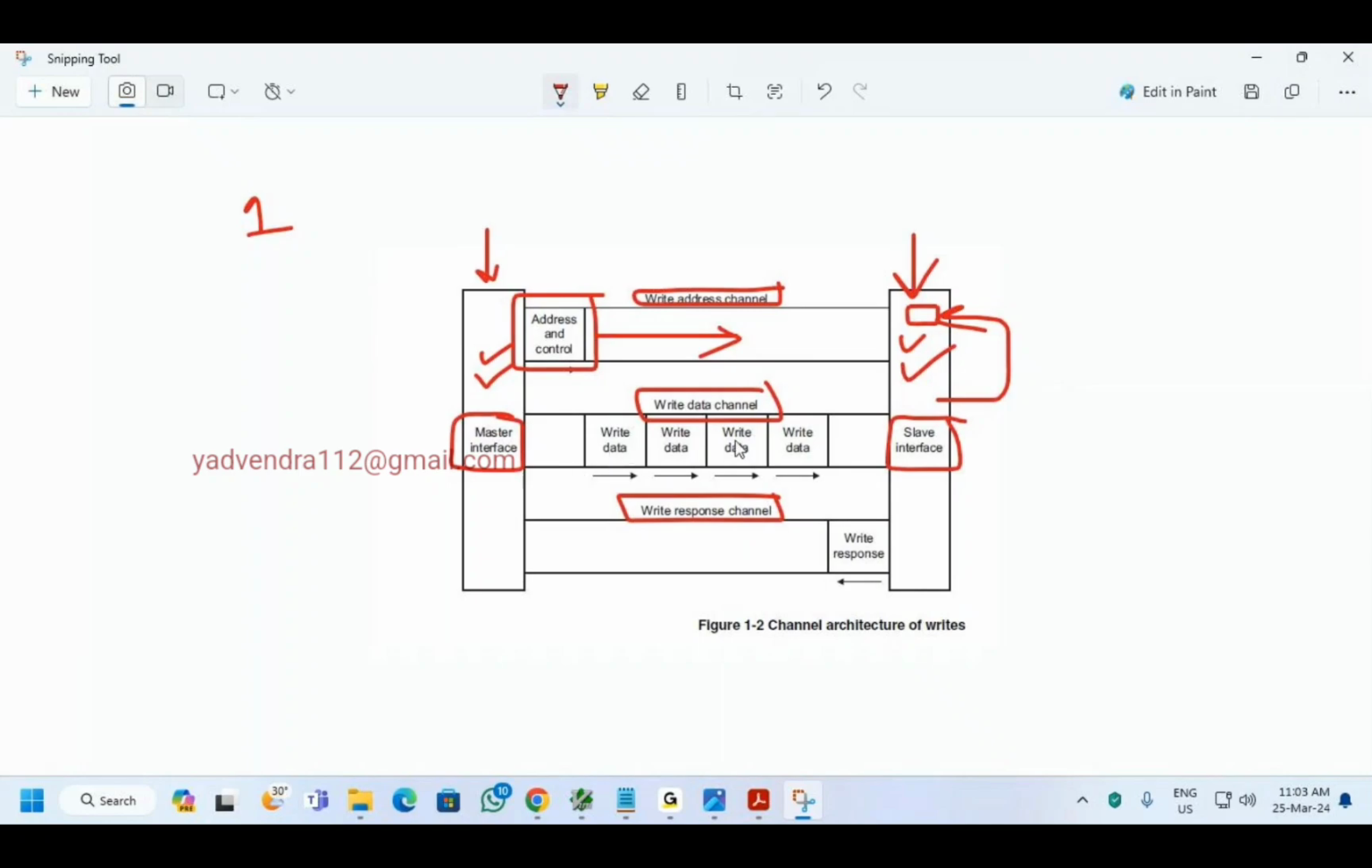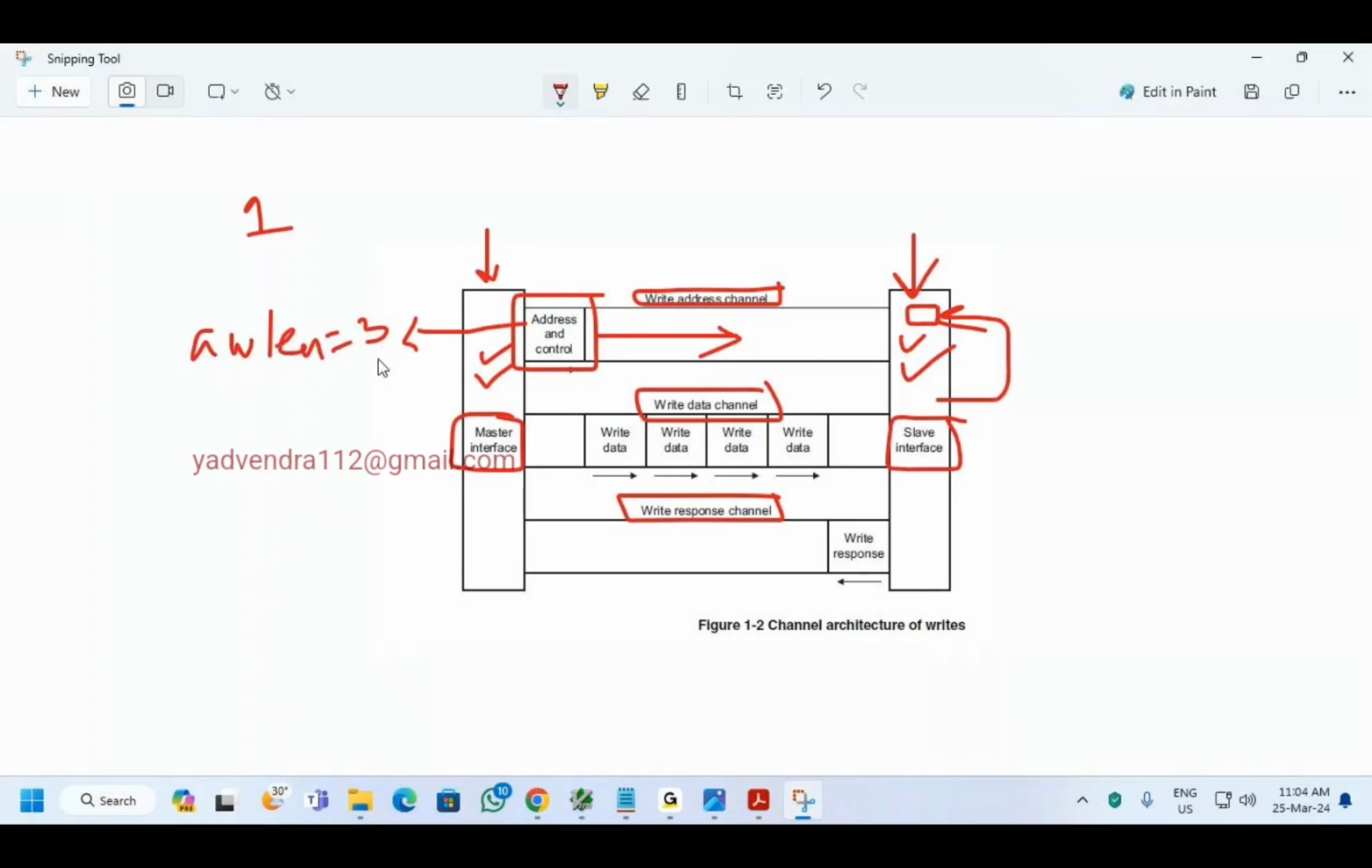It will send the data in a burst. Let's assume how many data items are there, guys? Four data items, right? That means 0 to 3. If they give length as 3, in their perspective it is 0 to 3, so we need to add 1 to that. So this address and control information has AW length: AW means write address, length means burst length. Here it is taken as 3.